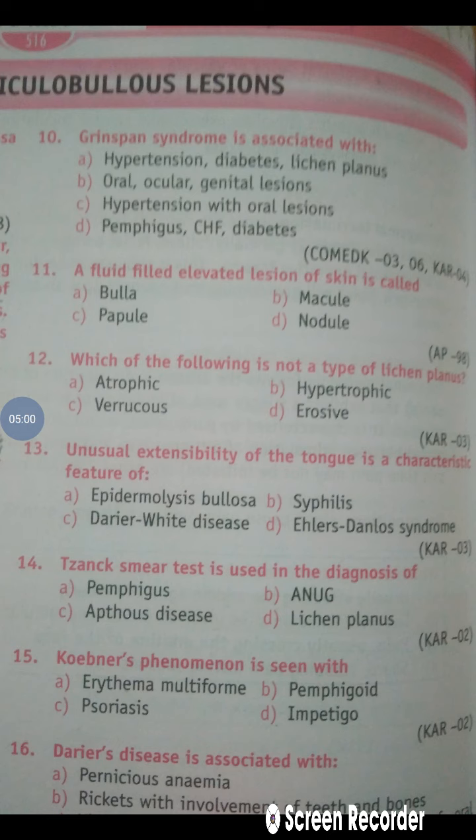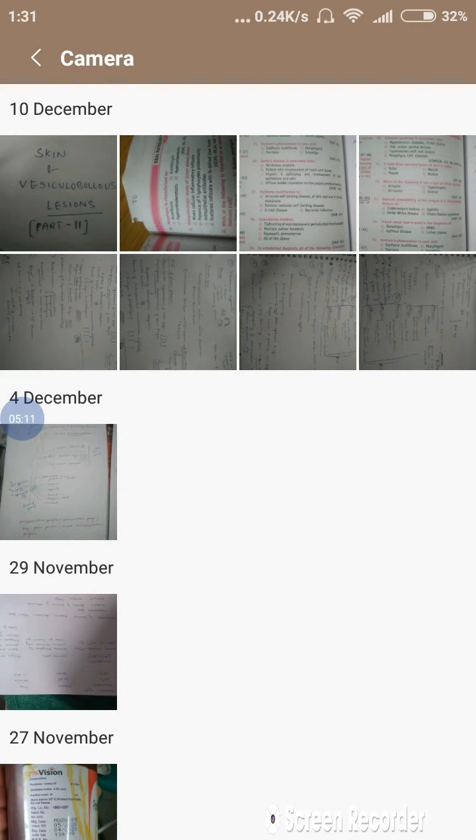Commoner phenomenon is seen in what? The answer for the commoner phenomenon is C, that is psoriasis. Commoner phenomenon is seen in psoriasis, and I have a mnemonic that you should learn because it will help you better.